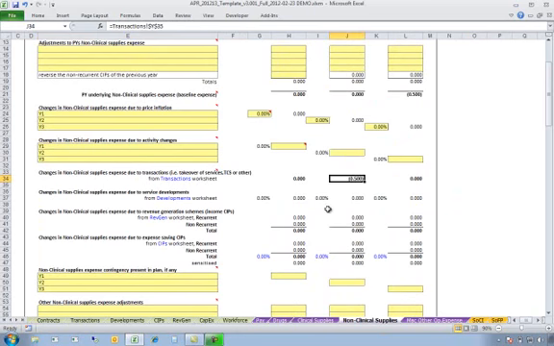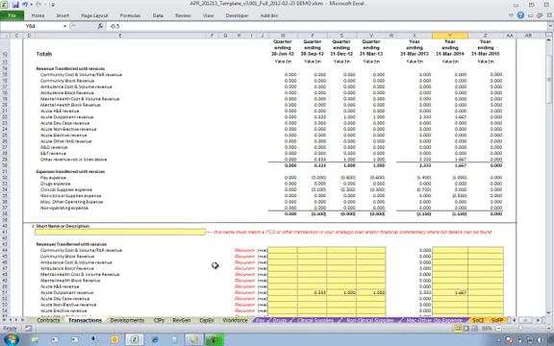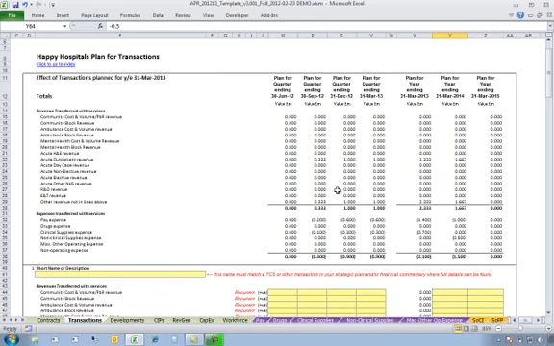Okay, that completes the transaction sheet. As you can see, summary of the transaction at the top and the way it feeds through.